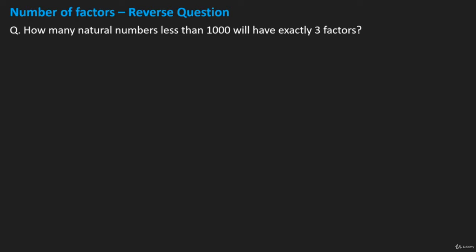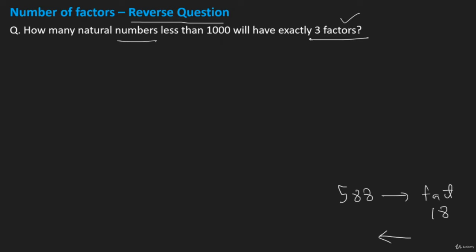In this section, let's analyze questions of the reverse nature. Say you are given already the number of factors. Over here, for example, in the question, it's mentioned that the number should have 3 factors and we need to find the number. Earlier we have seen, say we are given the number 588 and we have found how many factors it has. There are 18 factors for 588. Now this question is of the reverse nature. It's mentioned the number should have only 3 factors and we have to find the number.